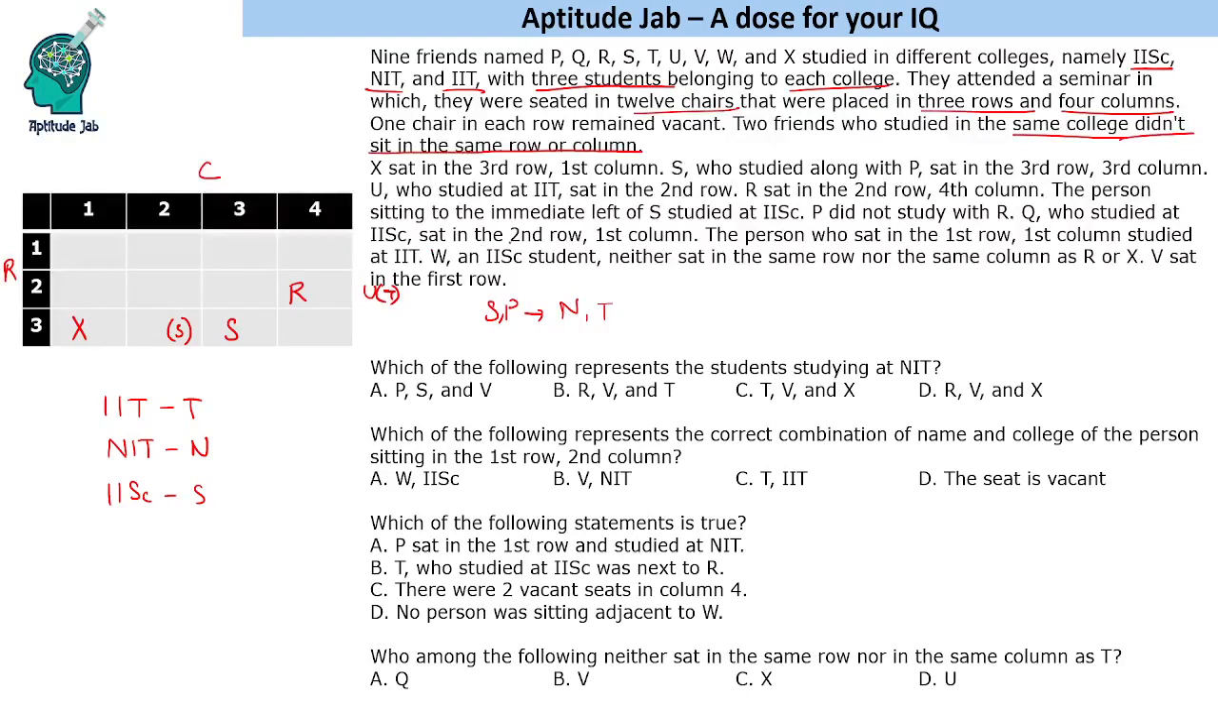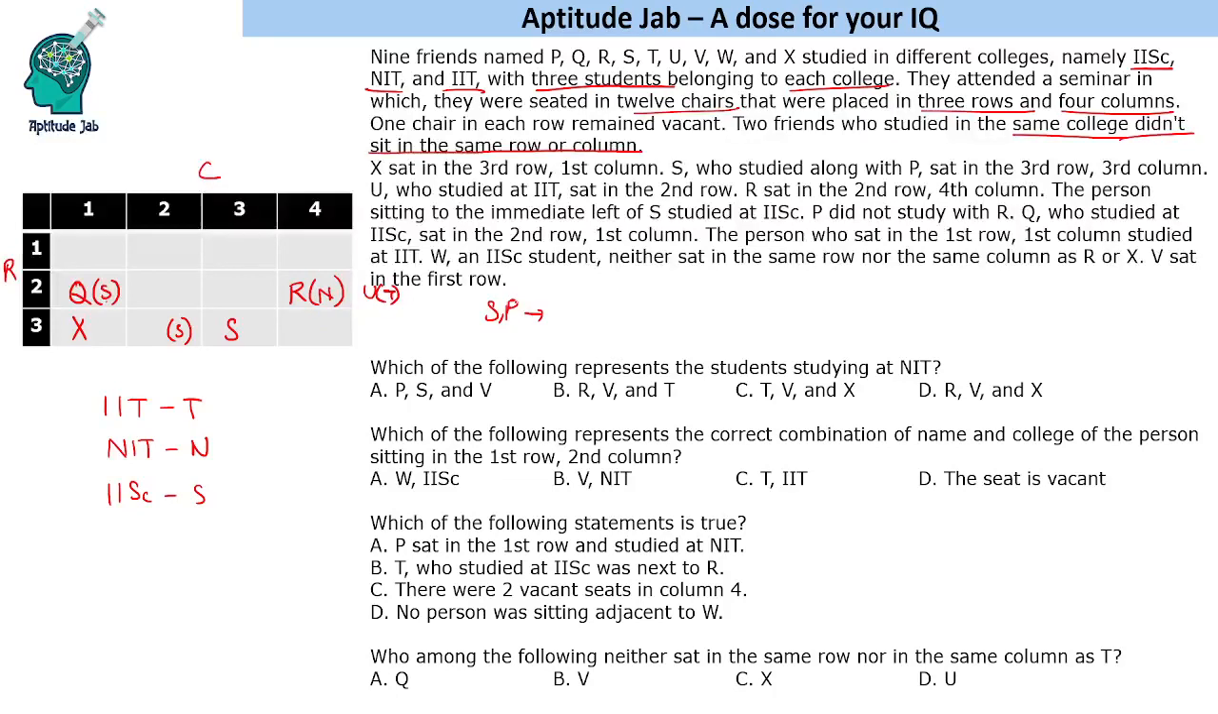Q who studied at IISc sat in second row, first column. So Q is in IISc, second row, first column. Now let us see this information that Q is from IISc, U is from IIT in second row. So R is essentially from NIT because each row and column will have students from 3 different institutes. Okay, so we already have a person from IISc, U is from IIT, which will come in one of these places, and hence R has to be from NIT.